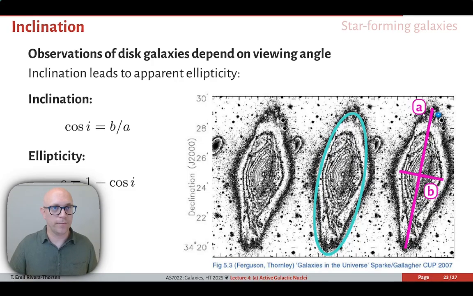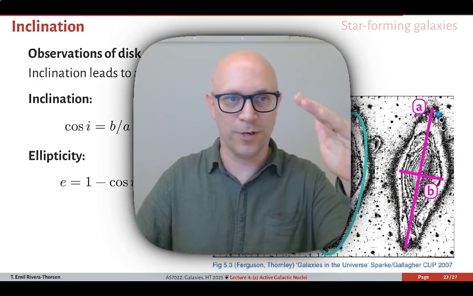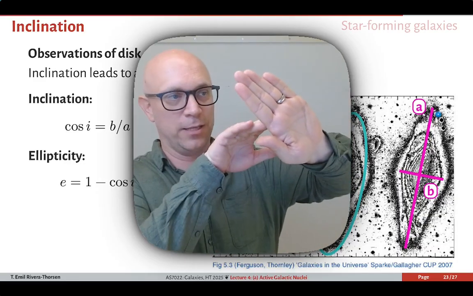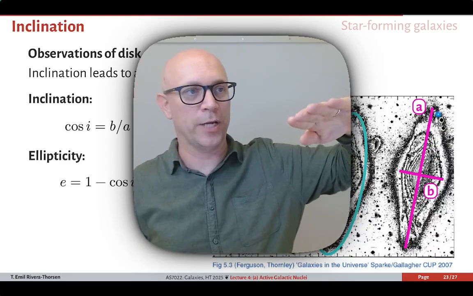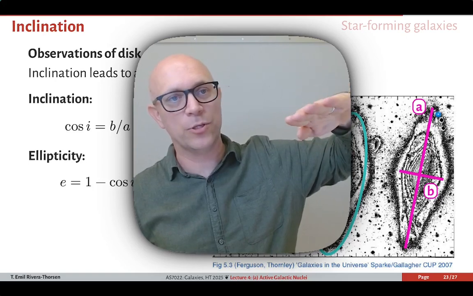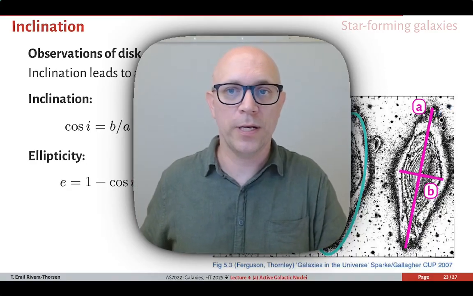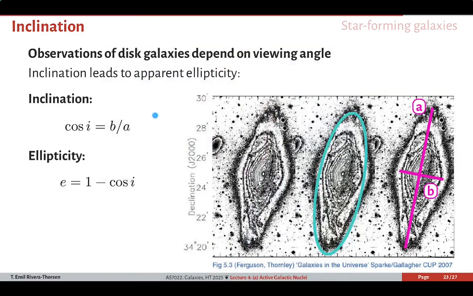Finally, we also have the effects of the inclination, because when we're looking at these galaxies, of course, they look very different depending on whether we're looking at them face on like this, or we're looking at them edge on like this. But generally, we're looking at them at some kind of angle in between those two, right? And so we need some kind of way to describe or quantify this inclination and apparent ellipticity of these galaxies.